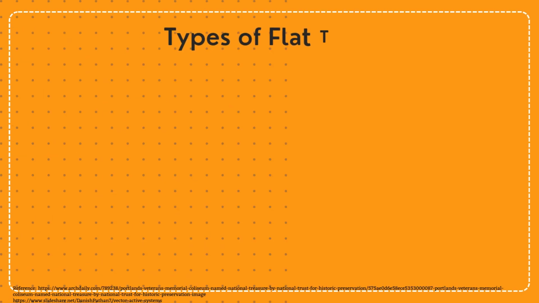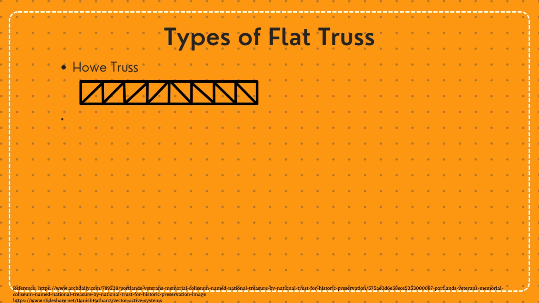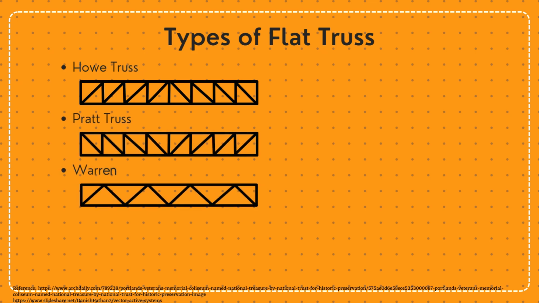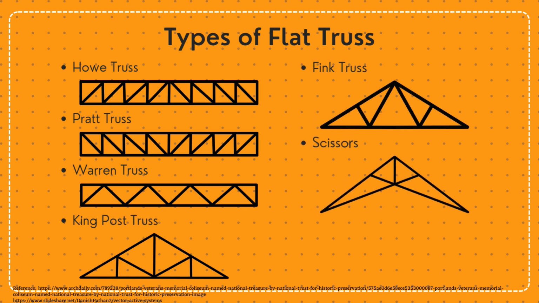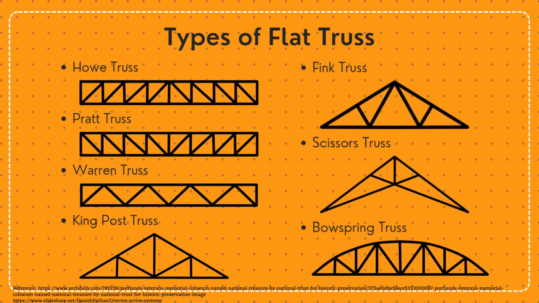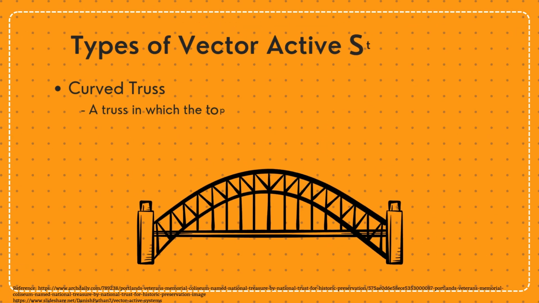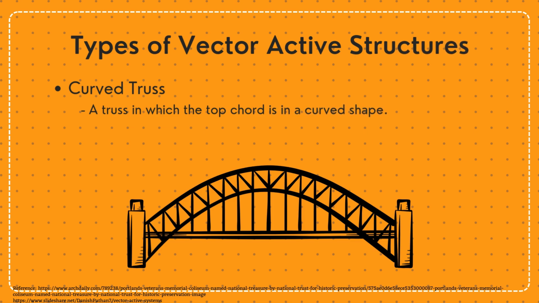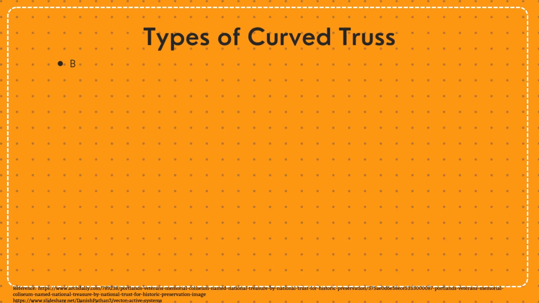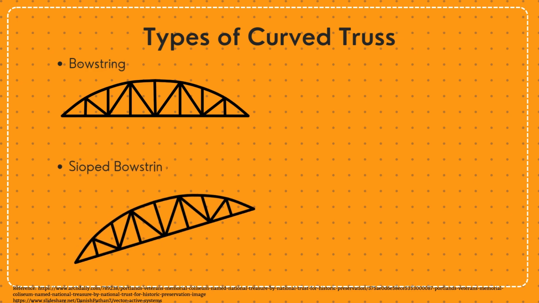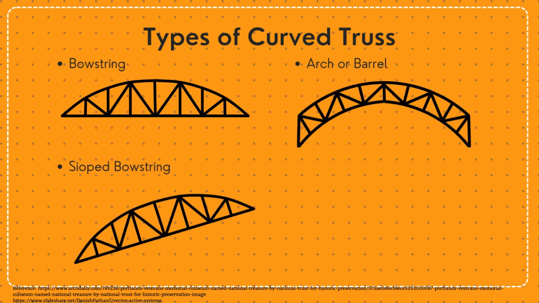For the types of flat truss, we have Howe truss, Pratt truss, Warren truss, King post truss, Fink truss, Scissors truss, and lastly, Bowspring truss. The other type of vector-active structure is curved truss. It is a truss in which the top chord is in a curved shape, and a truss which consists of a parabolic shape. For the types of curved truss, we have bowstring, C-yoke bowstring, arc or barrel, and lastly, C-yoke arc or barrel.